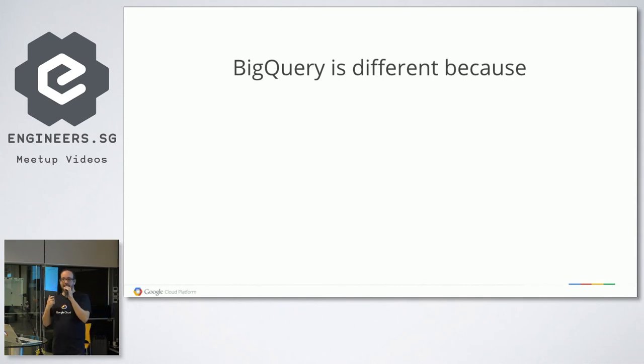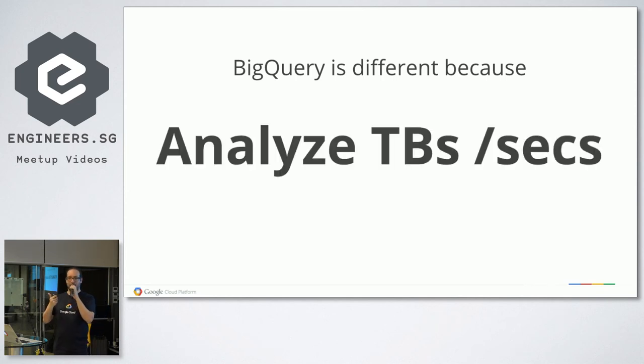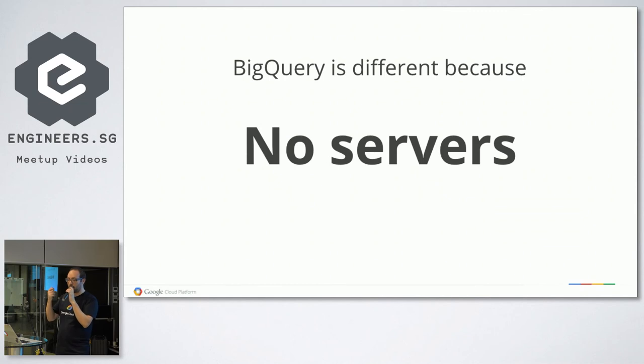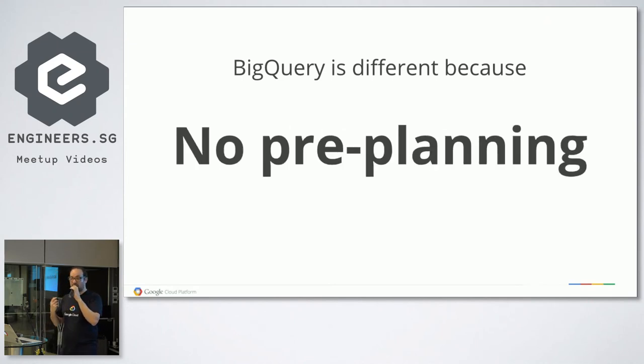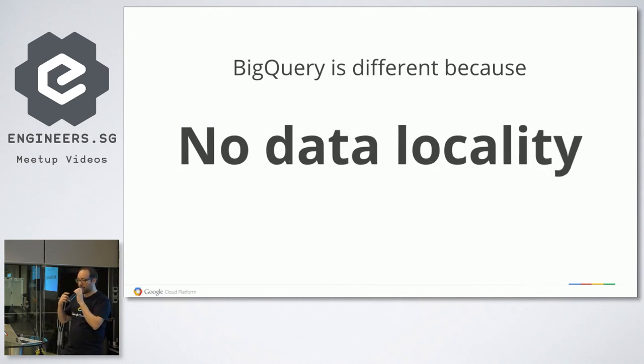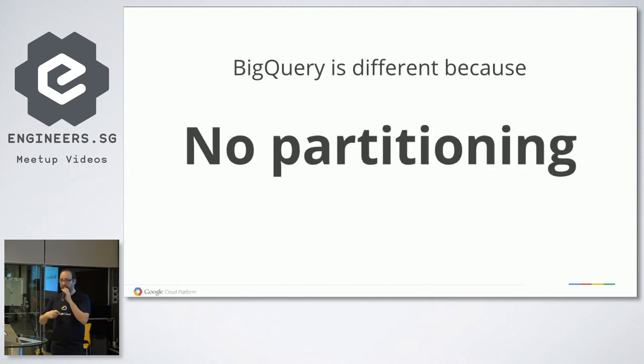So, to wrap up this talk, I want you to remember that BigQuery is different because you can analyze terabytes of data in seconds. You don't need any servers. It has a terabit network. That's how we are able to do things at this speed. You don't need to pre-plan your queries. You don't need to have a committee to make decisions beforehand. You don't need data locality. Data is stored on the network. You don't need indexes. You don't need partitioning. But BigQuery supports partitioning. You just don't need it.